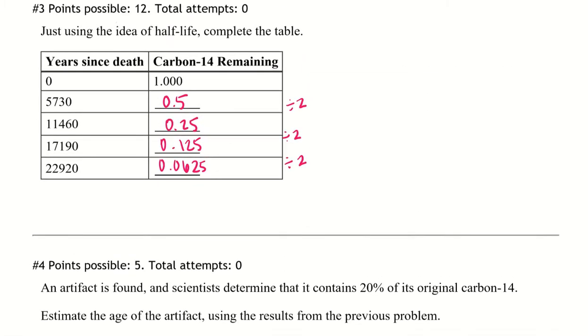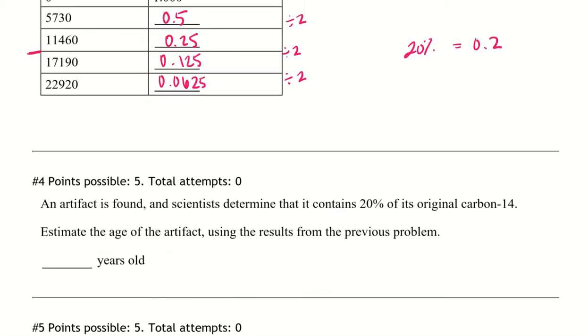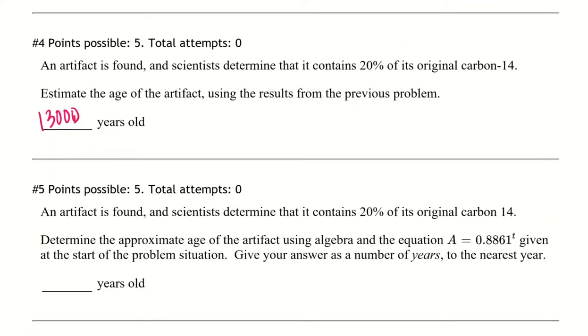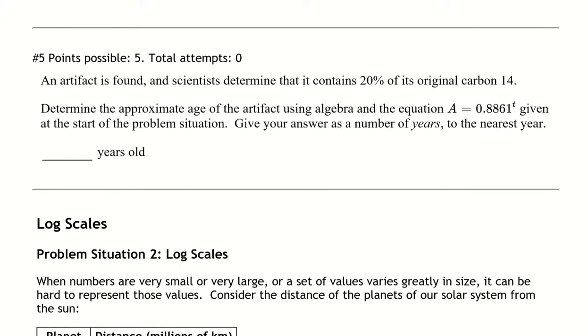Now number 4, we're going to finish that table, and 20% is about 0.2. So 20%, if I'm looking at the table, is in between 11,000 and 17,000. So if I'm going to guess, I would say maybe 13,000 years old. For number 5, an artifact is found and it has 20% of its original carbon. So then A is going to be 20%, or 0.20. And we're setting that equal to 0.8861 to the power of t. And what we have to do is solve for t.